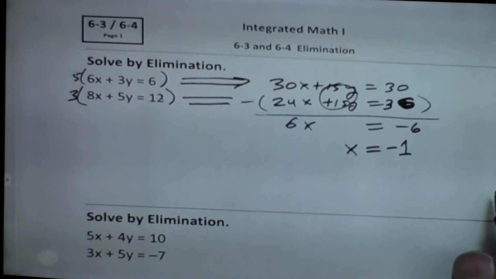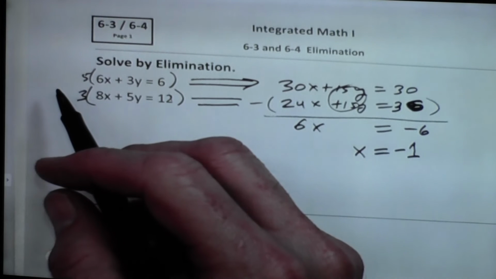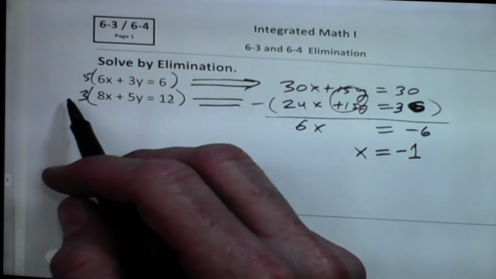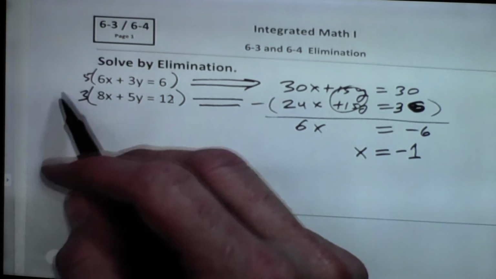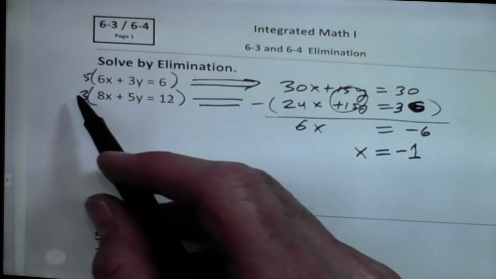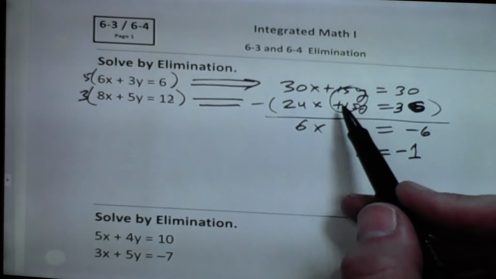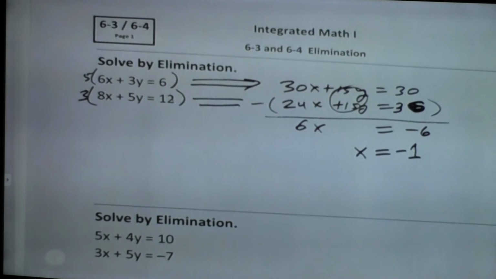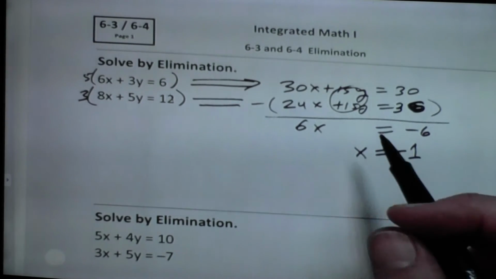Before I go on and find the y, let me point out that I could have chosen to make one of these a negative, and if I had made one of these a negative, then say this one, I would have had negative 24, negative 15, and negative 36, and I could have just added them. I think I'll do that in the next one to show you.